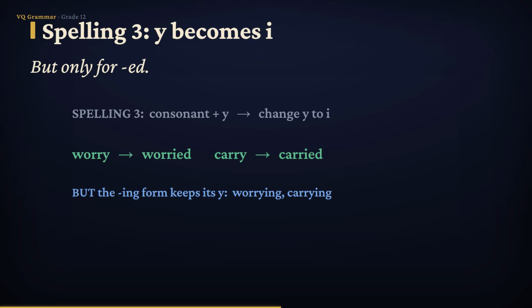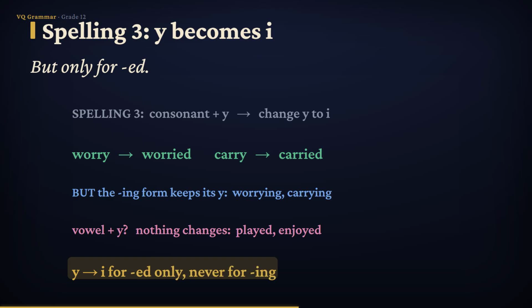Two I's in a row is just not how English behaves. And here's one more wrinkle. If the Y follows a vowel instead of a consonant, then nothing changes at all. Play becomes played. Enjoy becomes enjoyed. So the rule is narrower than it first looks. Change Y to I only for the ed forms and only after a consonant.